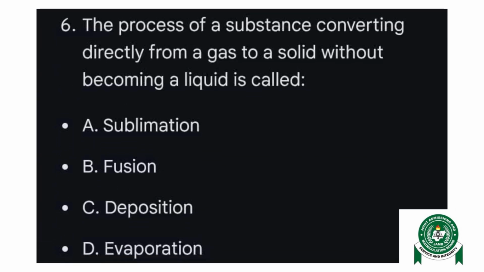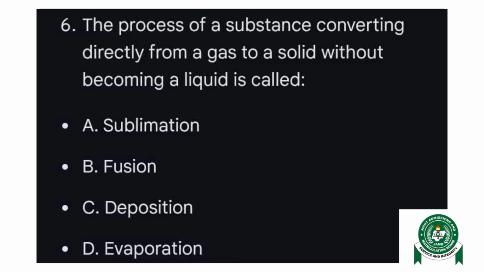Now we'll move on to question 6. It says the process of a substance converting directly from gas to solid without becoming a liquid is called dash. This is in changes, phase change. Options: A, sublimation. B, fission. C, deposition. And D, evaporation. The correct option here is option C, deposition.